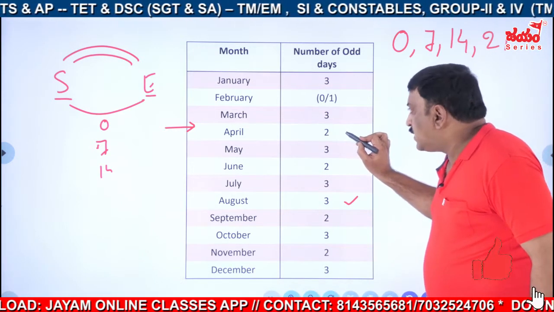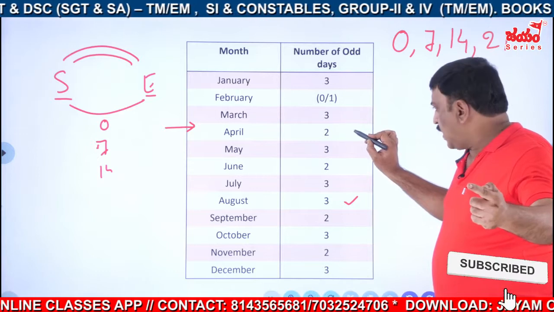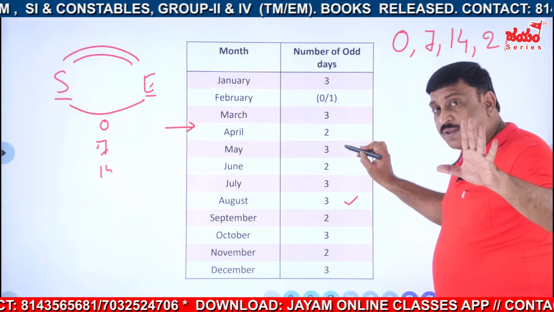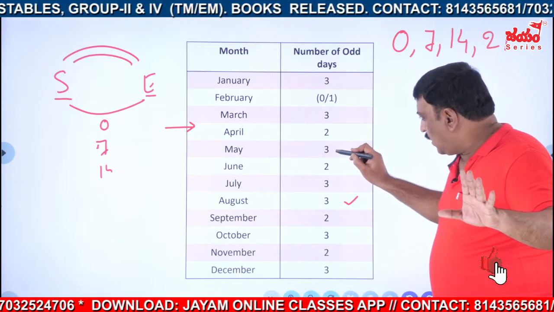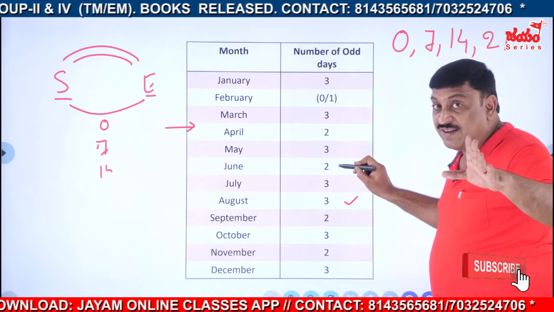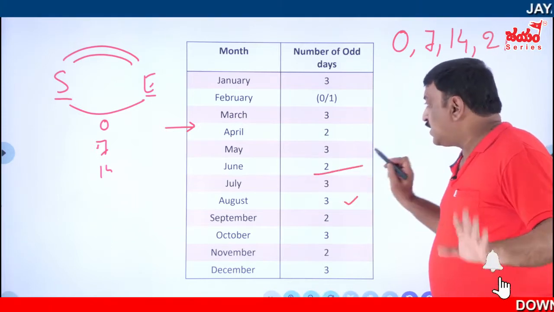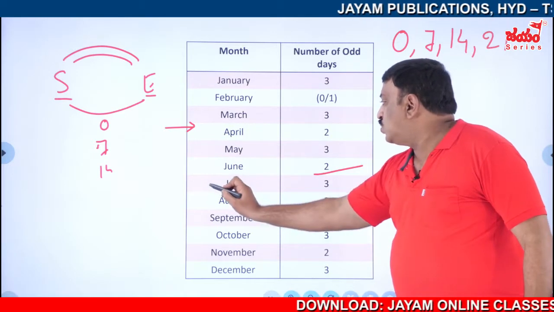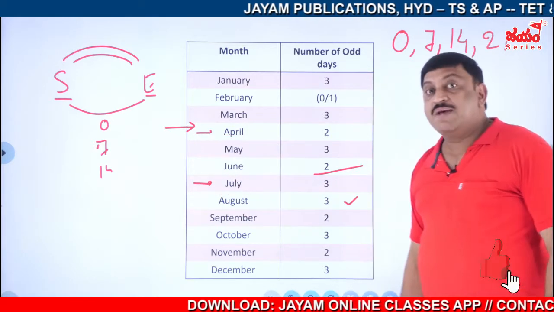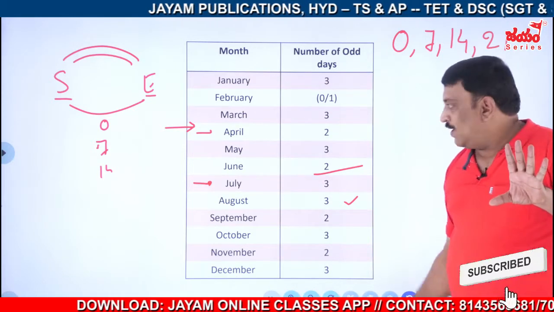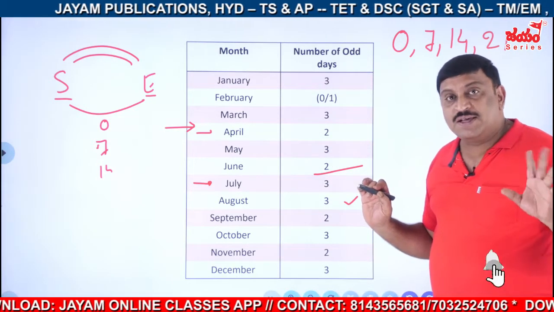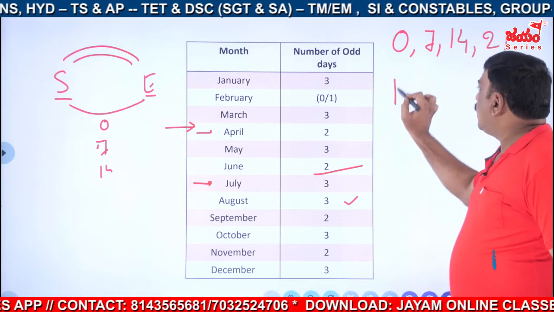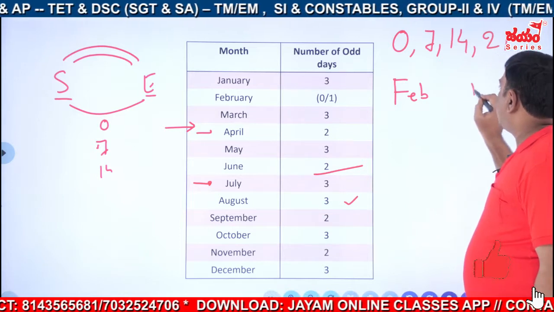April has 2 odd days. Whenever I get 7, you can stop me. So 2, 3, 5, 6, 7. We got 7, so stop there. You stop there and say that April and July are both similar, or the same months. Understood?